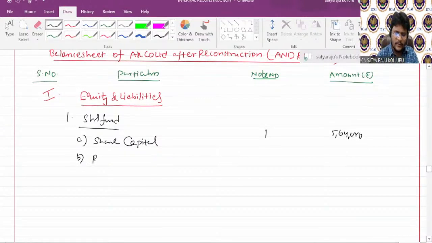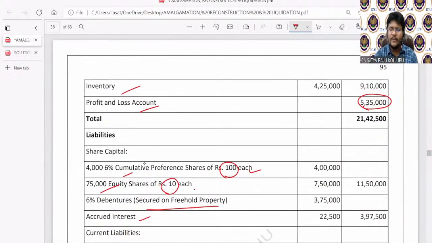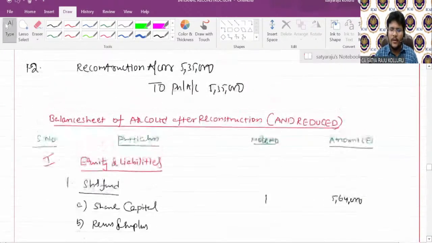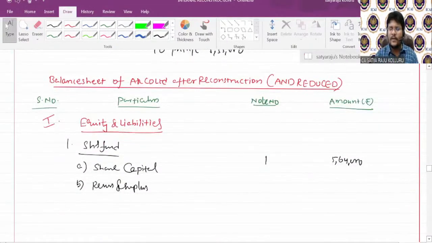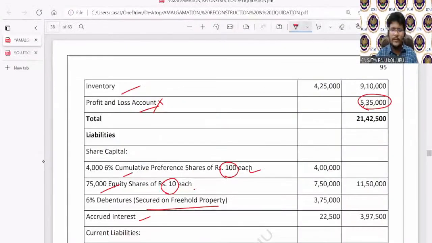Next, guys, B, reserves and surplus. One thing you need to observe here: the profit and loss account debit balance we have in the balance sheet is nullified through the reconstruction account. That's why there is no profit and loss account debit balance to represent in the balance sheet after completion of reconstruction. And one more thing, is there any balance under the reconstruction account after making the set off with P&L? If any balance is there, we would transfer it to capital reserve. But here there is no balance. That's why there is no necessity to recognize any amount under reserves and surplus, so it is nil here. Any securities premium? Nothing is there, right? Nowhere do securities premium and other reserves and surplus exist.